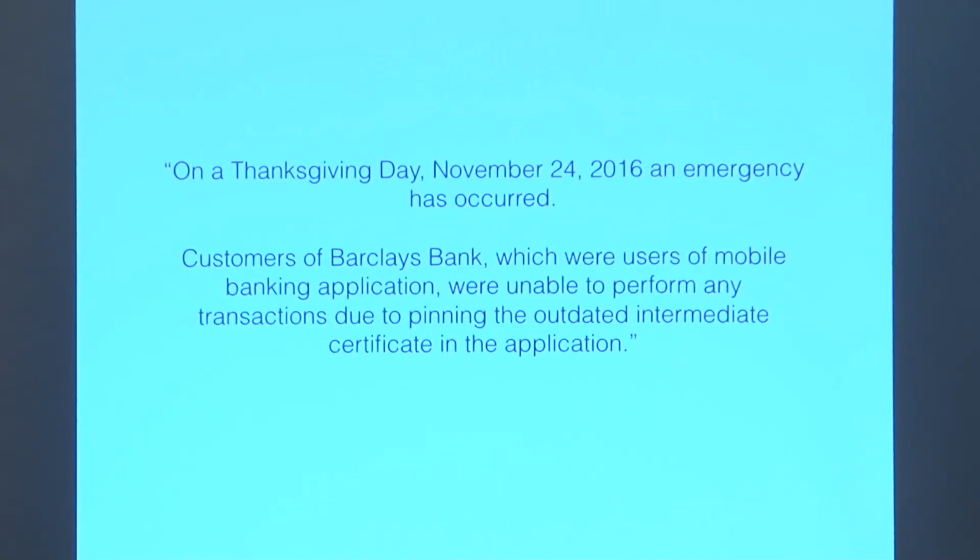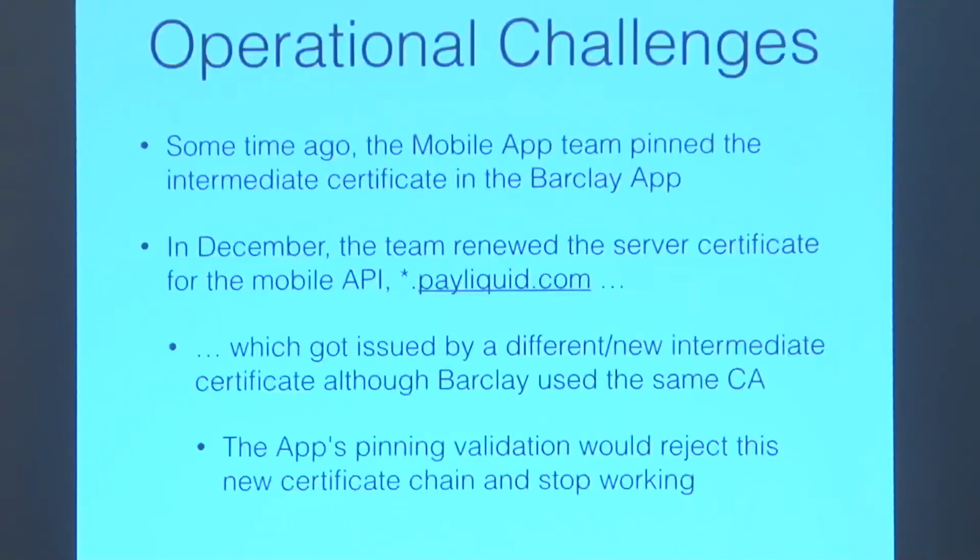Customers of Barclays Bank, which were users of mobile banking application, were unable to perform any transactions due to pinning the outdated intermediate certificate in the application. So I'll explain what happened. But clearly there was a huge emergency because of how the Barclays app was doing pinning. And it's very interesting. So what happened was, some time ago, the mobile app team decided to do pinning in their app.